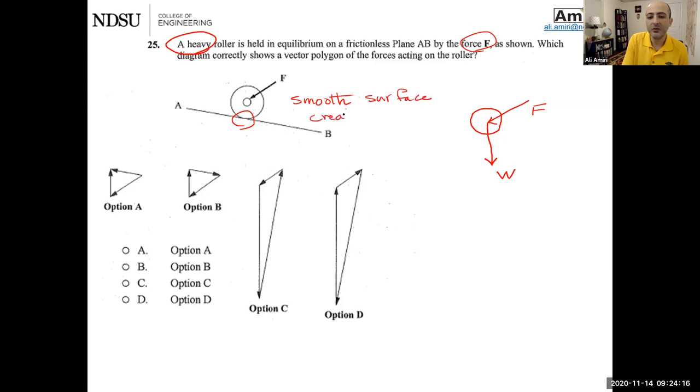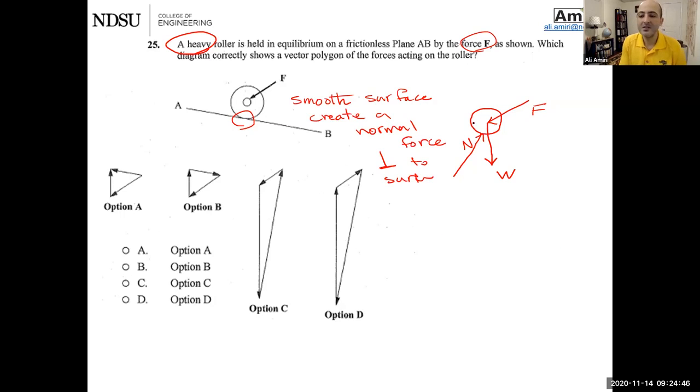It creates a normal force perpendicular to the surface. So this will have a normal force perpendicular to the surface applied to the roller. So these are the 3 forces acting on it. W is the active force, F and N are reactive forces.